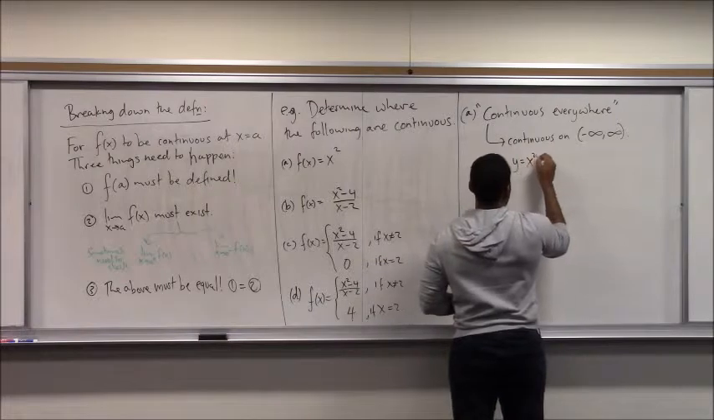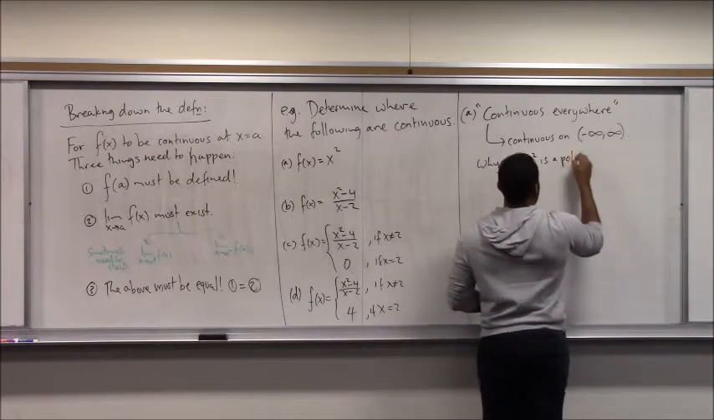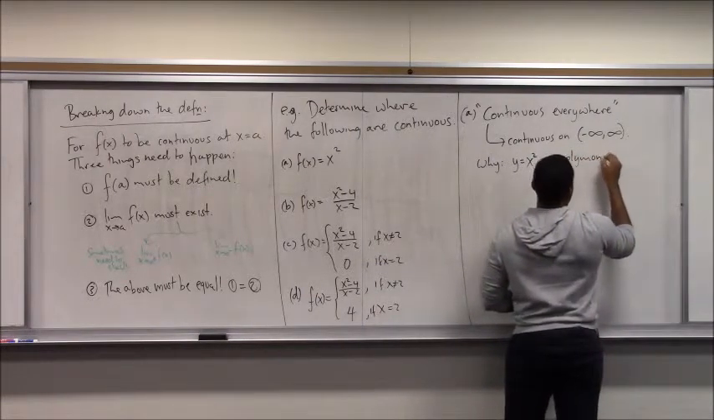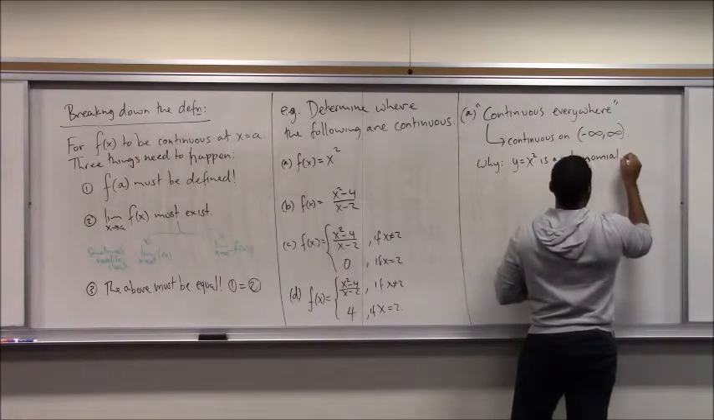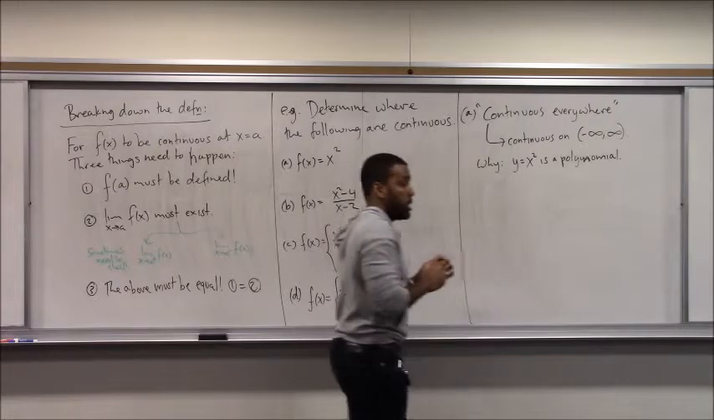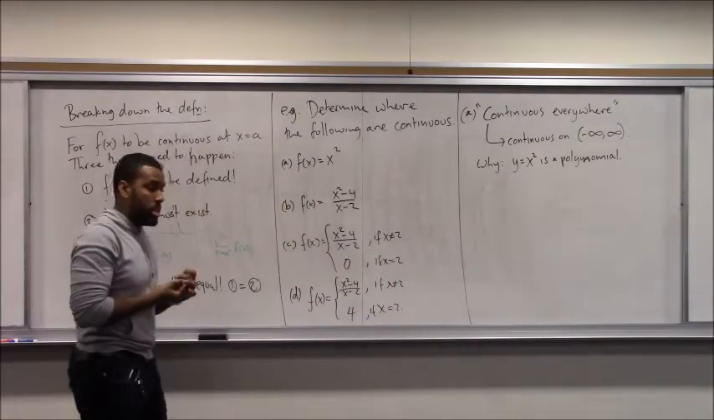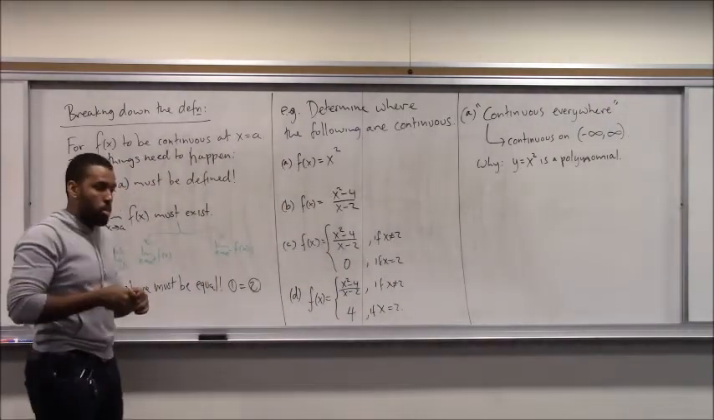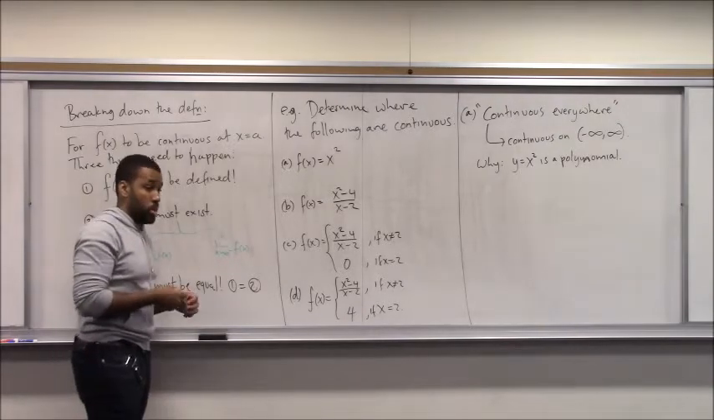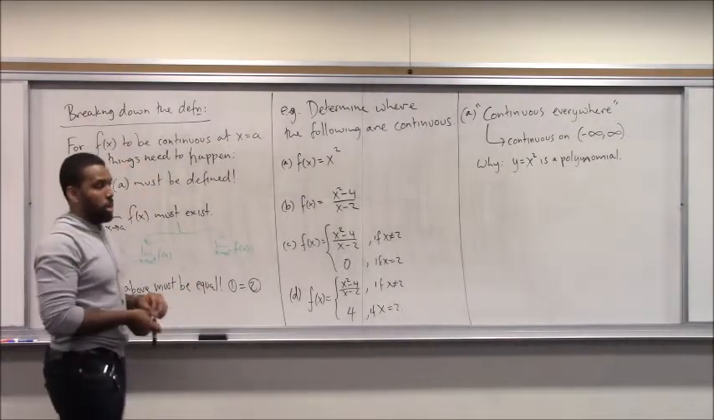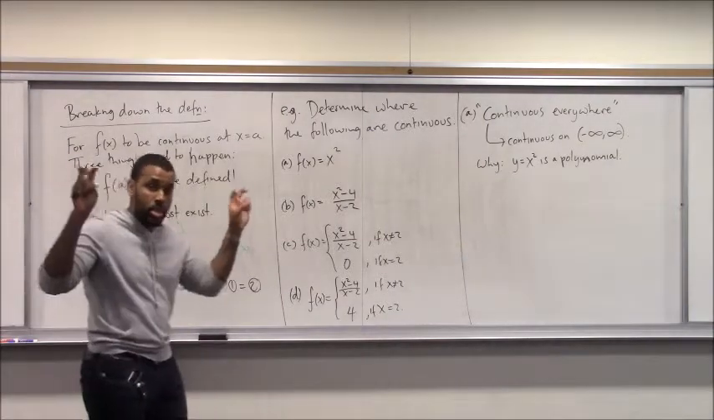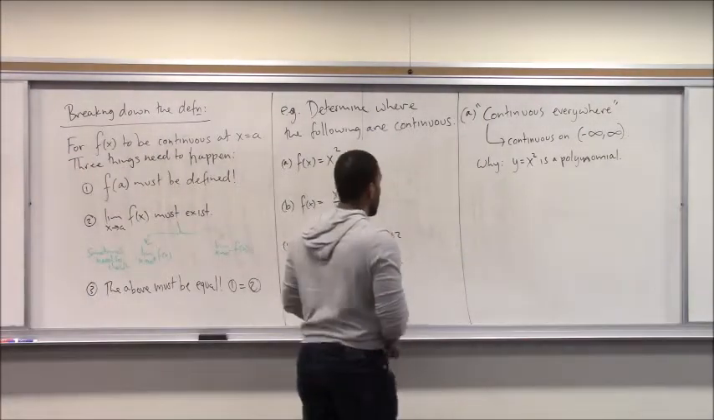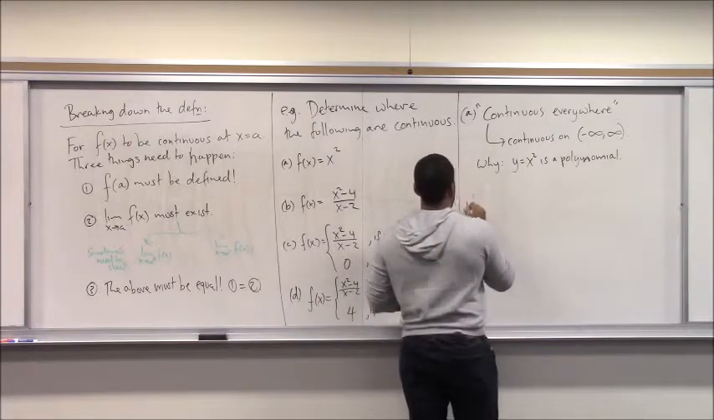Y equals x squared is a polynomial. That was one of the examples where I said it was a continuous function. Continuous means it's continuous at every point in its domain. The domain of a polynomial is all real numbers. So any polynomial will be continuous for all real numbers, or we can say continuous everywhere. So A was actually kind of a throwaway.